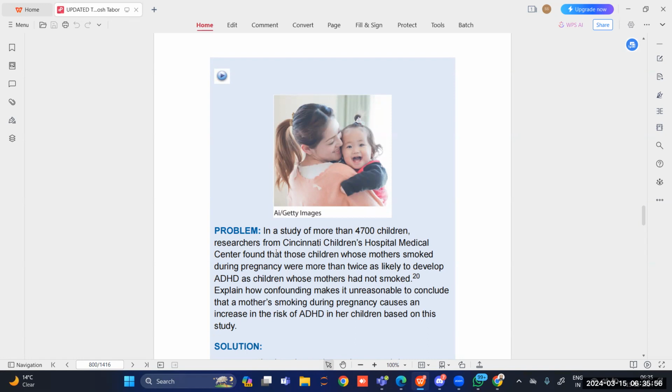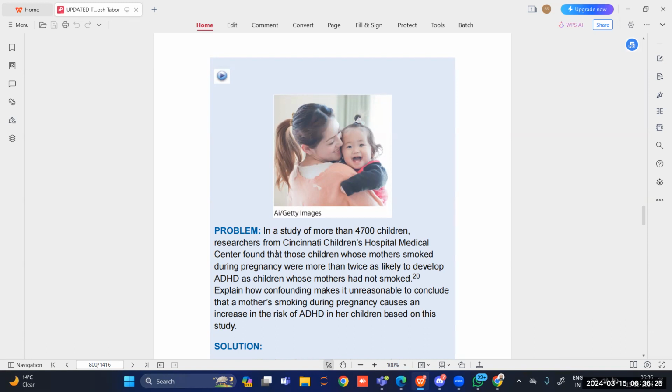So here in this problem, in a study of more than 4,700 children, researchers from Cincinnati Children's Hospital Medical Center found that those children whose mothers smoked during pregnancy were more than twice as likely to develop ADHD, as children whose mothers have not smoked. Explain how confounding makes it unreasonable to conclude that a mother smoking during pregnancy causes an increase in the risk of ADHD in her children based on the study.